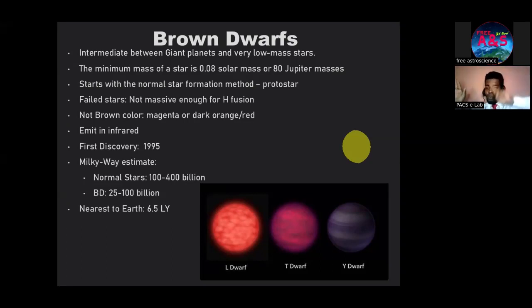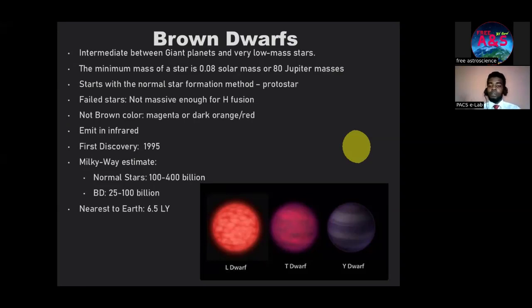So Jupiter is one Jupiter, then 80 Jupiters is the minimum mass of a star. So their masses range from 1 to 80 Jupiters. Brown dwarfs can have masses of 60 Jupiters, 75 Jupiters, 30 Jupiters, but they are not able to fuse hydrogen to helium because they are not massive enough to do that. So they are failed stars. Jupiter is not a star, so it is not even a failed star. Some people regard Jupiter as a failed star, but that's not true.